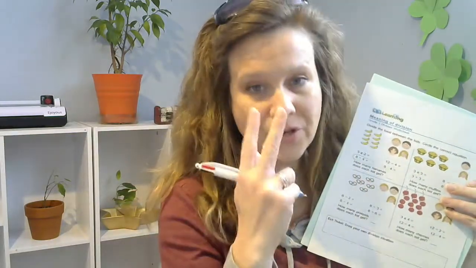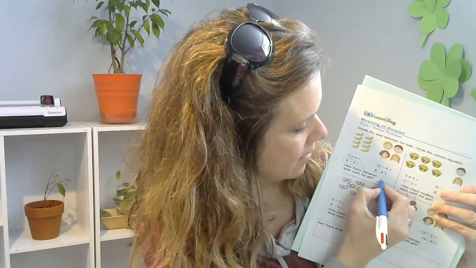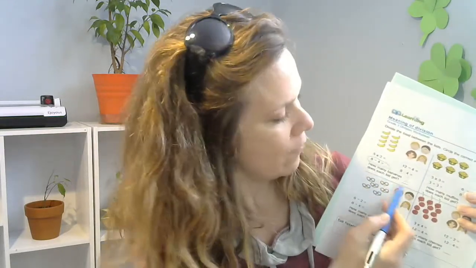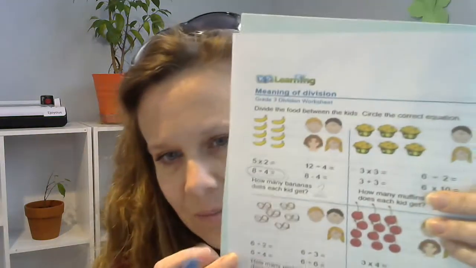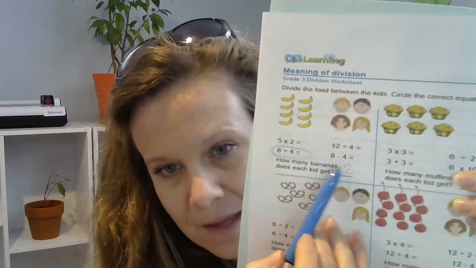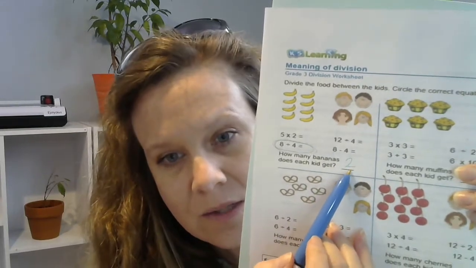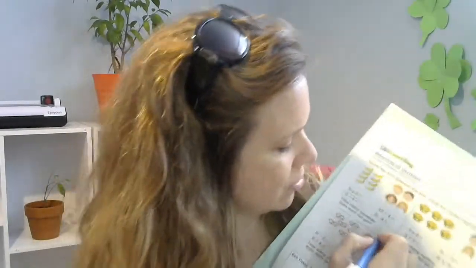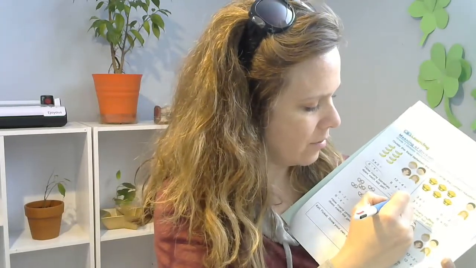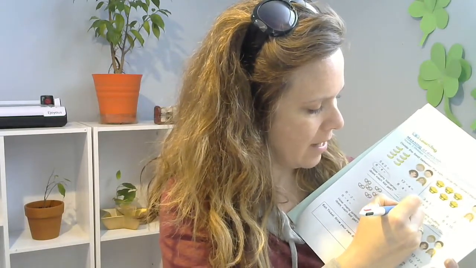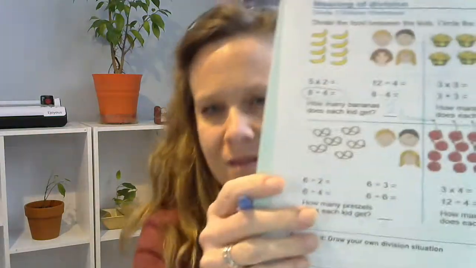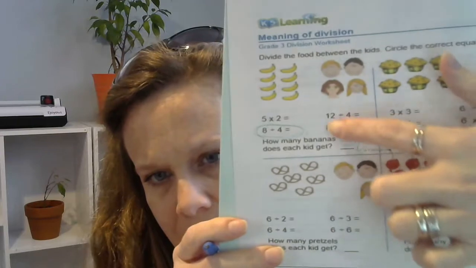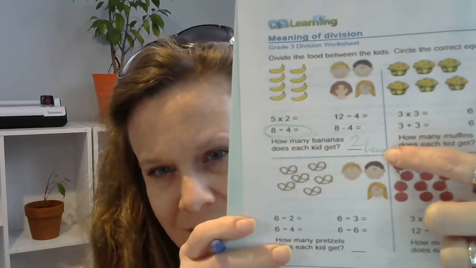Each child had 2 bananas. I'm going to write it right there. 8 divided by 4. Here's my answer, 2. And because it's a word problem, I always like to put words or labels in my answer. So I'm actually going to write next to that 2 bananas. How many bananas does each kid get? 2 bananas. And I wrote it right on there. I know there's not a space for it, but I know that's the best thing to do when I have word problems.